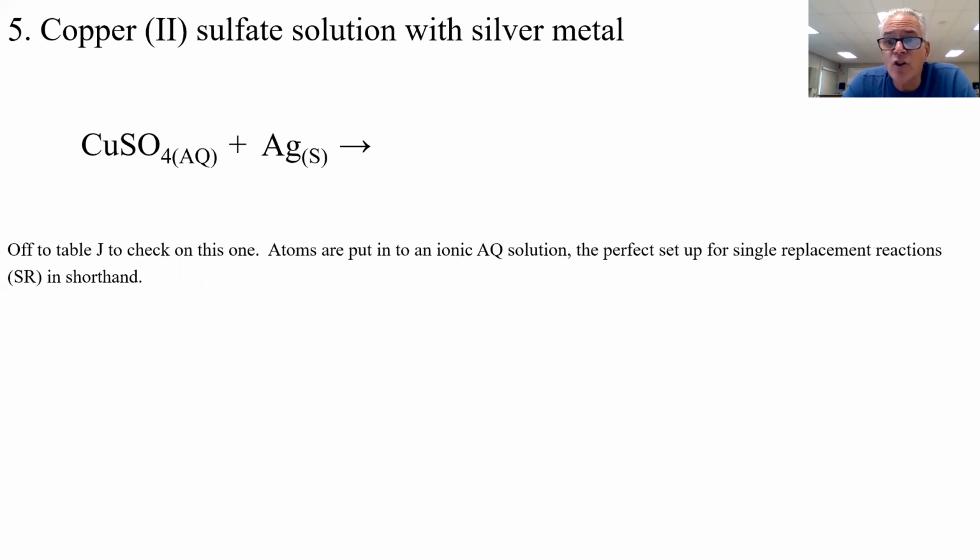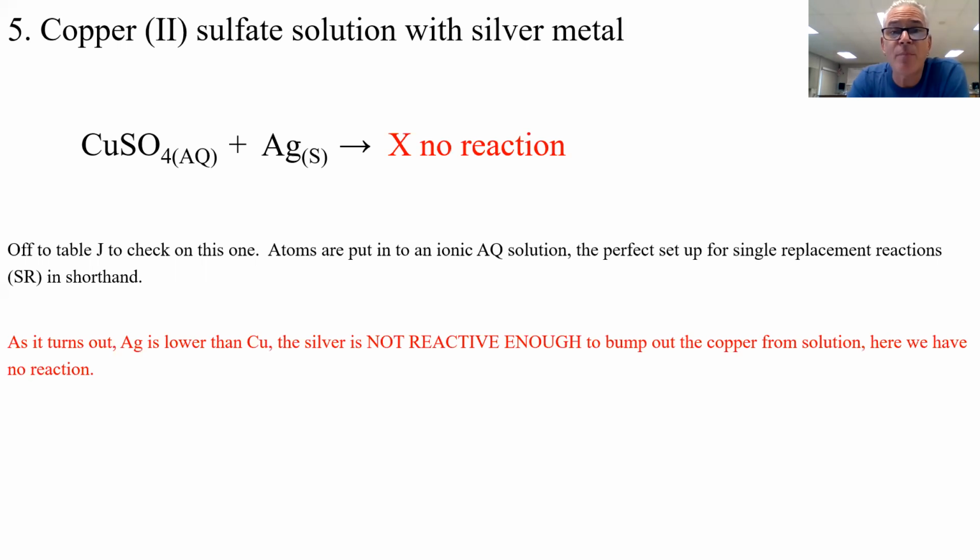Now, when we look at table J, we know that copper and silver are both metals. They're both on the left side of the table, but copper is higher than silver. Silver is lower than copper. So when silver goes into the solution, silver cannot bump out the copper. Cannot. Silver is not as reactive as copper. Copper is more reactive than silver. And the rule is the more reactive element stays in solution. In this case, copper is in solution and it's more reactive, so it stays in solution, and we end up here again with no reaction.